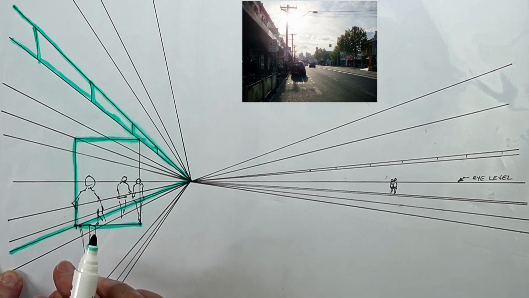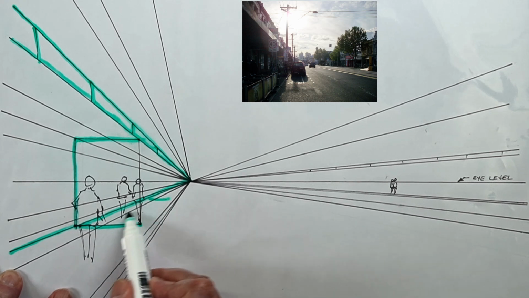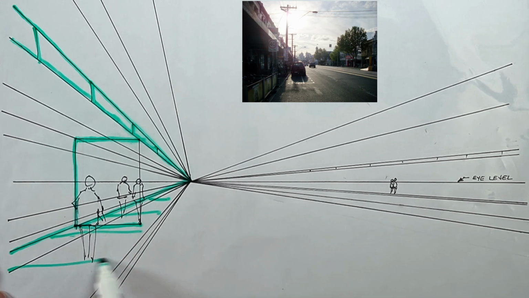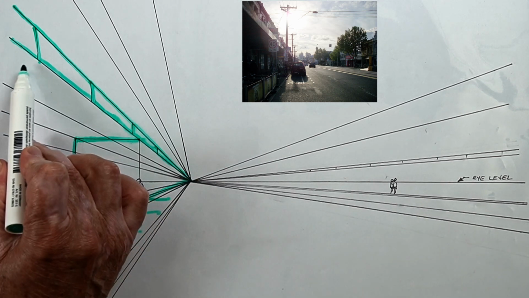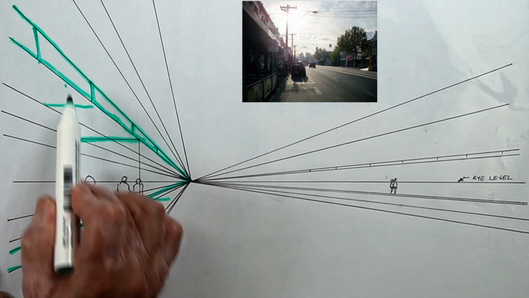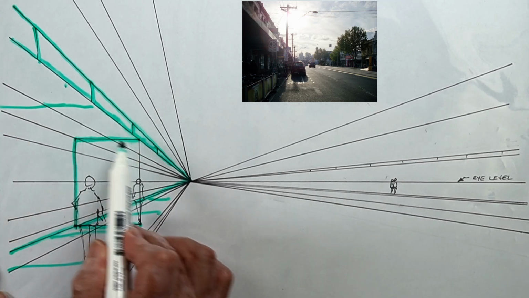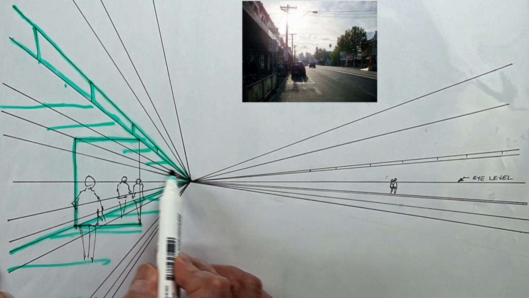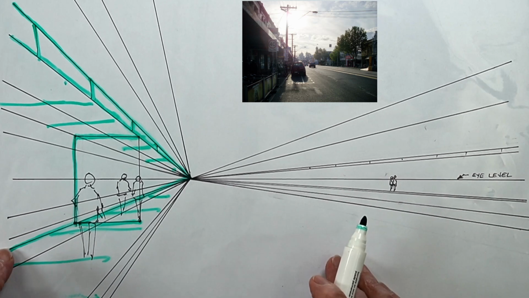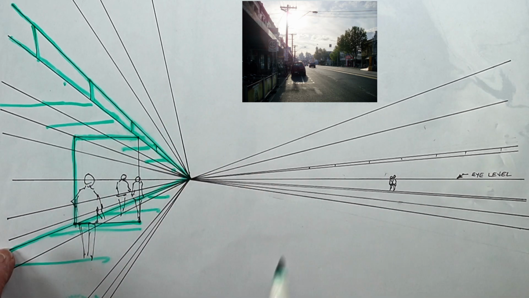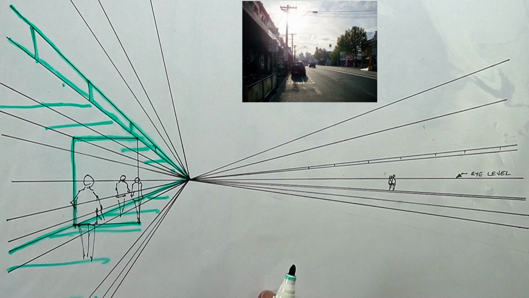meet the footpath. So now we've got the footpath here, and we've got our awning under here. So already our scene is starting to develop some structure.